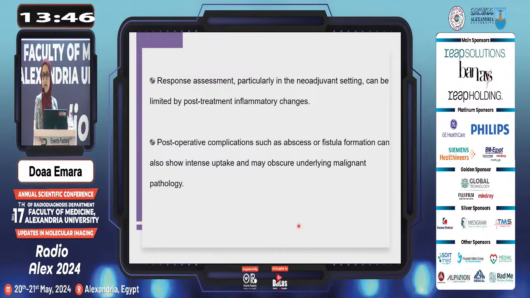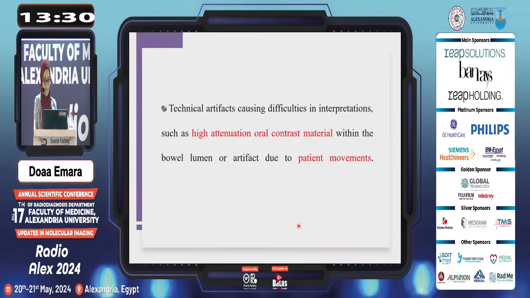And on the other hand, post-response assessment, mainly after neoadjuvant therapy, such as inflammatory changes, and post-operative complications such as abscess or fistula formation, may obscure underlying malignant lesions.